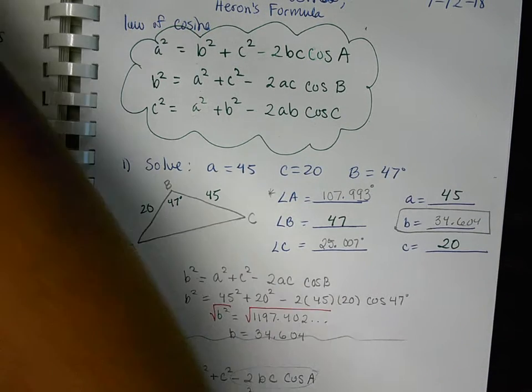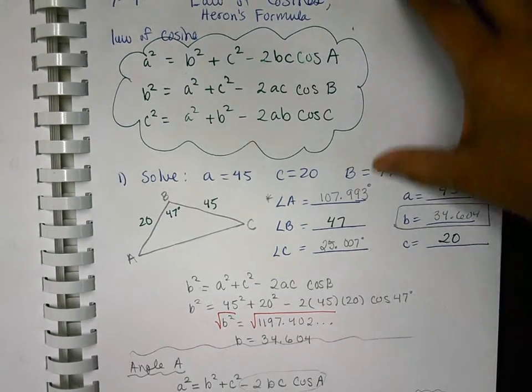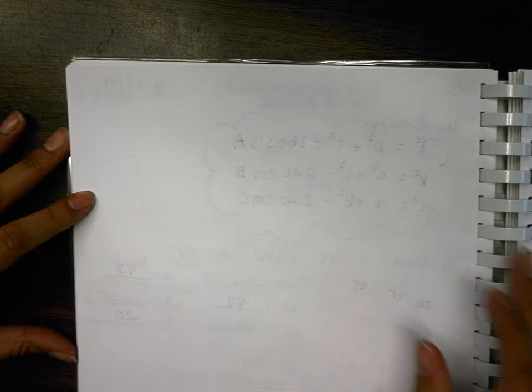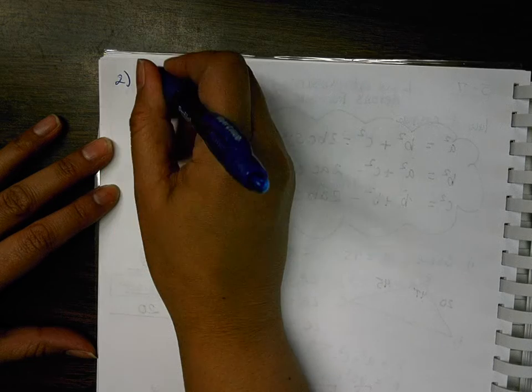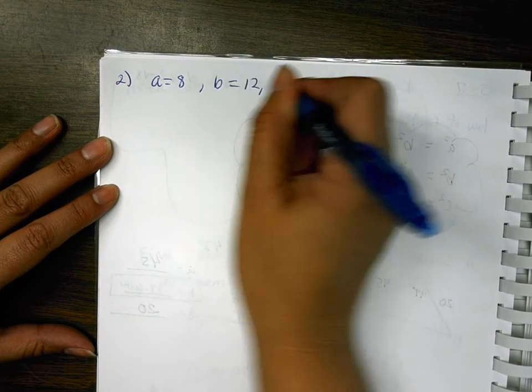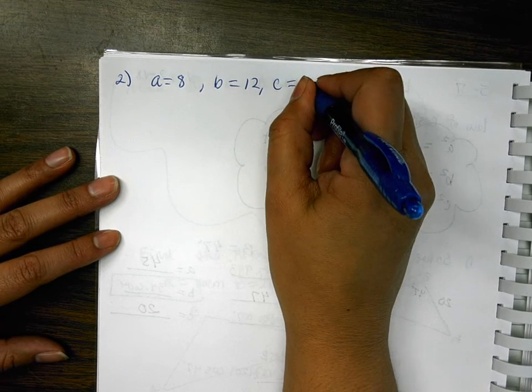Any others? Okay. Number 2. Little a equals 8, little b equals 12, and little c equals 17.